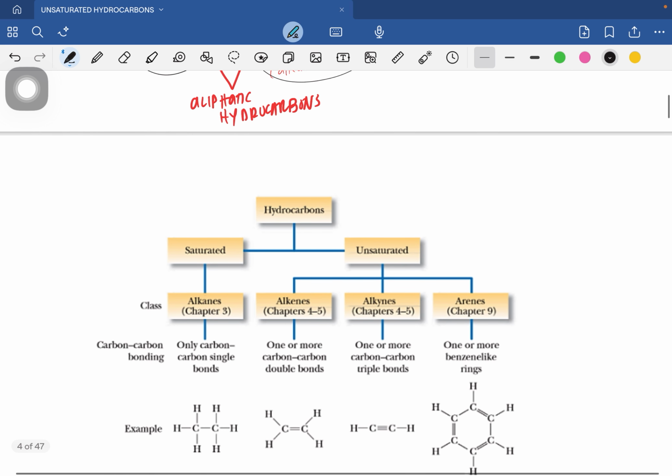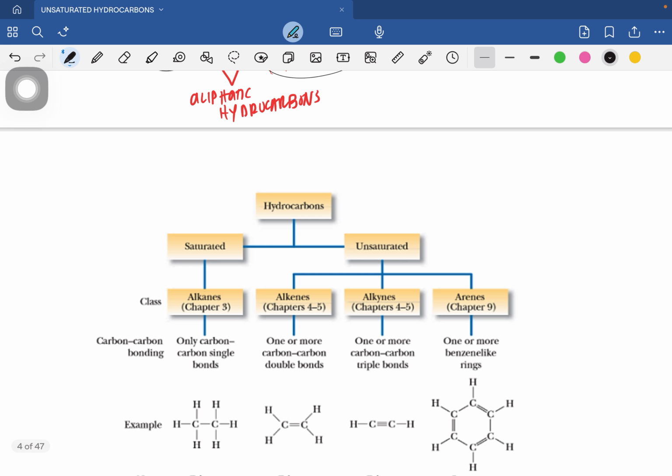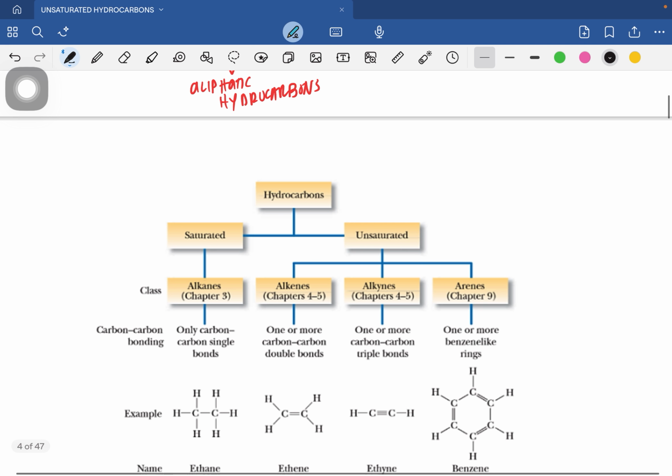So we have here the hierarchy, or the classification rather, of hydrocarbons. So we have saturated and unsaturated hydrocarbons. For saturated, you have your alkanes over there, basically those hydrocarbons that contain only carbon-carbon single bonds. And for unsaturated, you have your alkenes, alkynes, and your arenes.